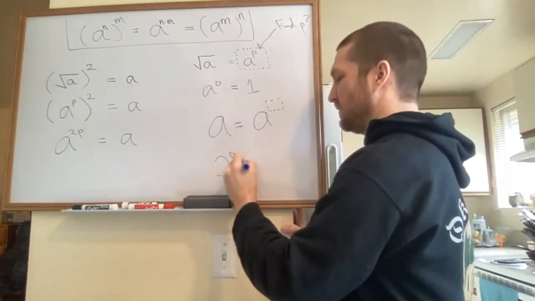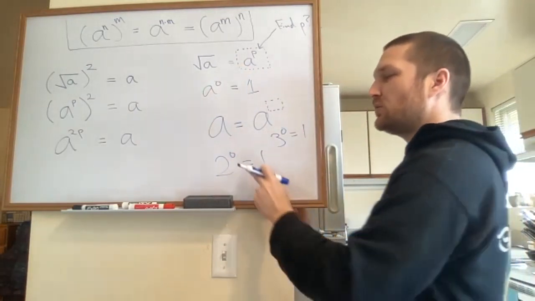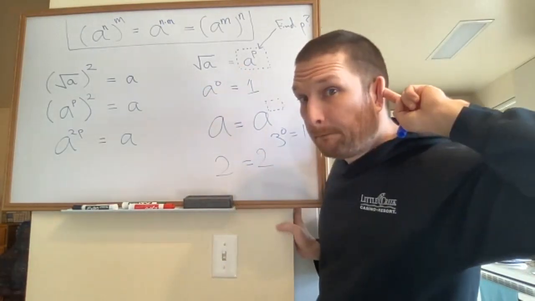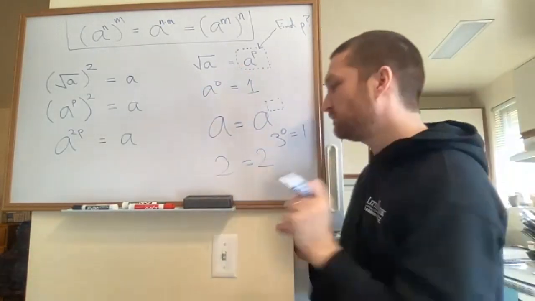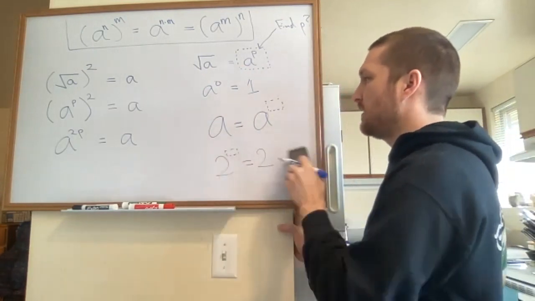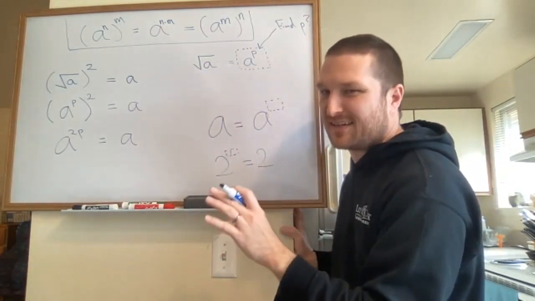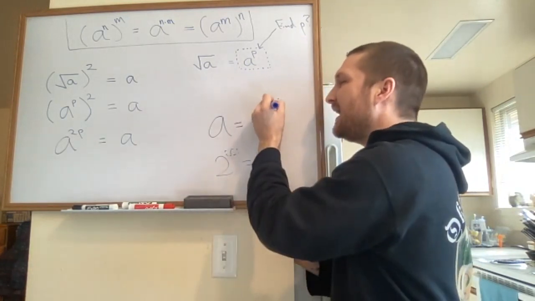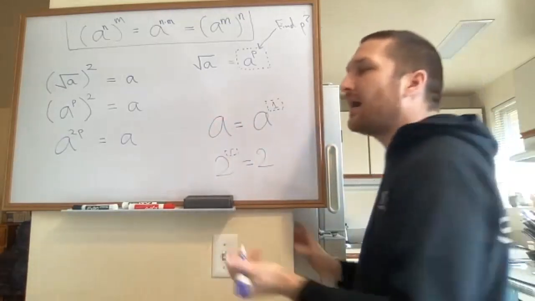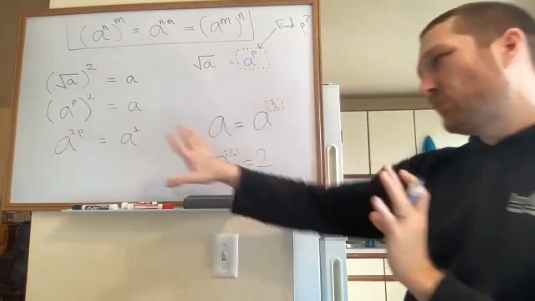So like 2 to the 0 is 1. 3 to the 0 is 1. But 2 to the what power equals 2? Say what? Wait, what? 2 to the what power equals 2? Is it just 1? It's just 1, right? This is what I mean. It's tricky. The way I was asking that was tricky. But yeah, the only way to get a out of a to some power is to raise it to the first power. You're like, shut up, Justin. Of course that's true. Well, yeah, but this is what's going to help us out.